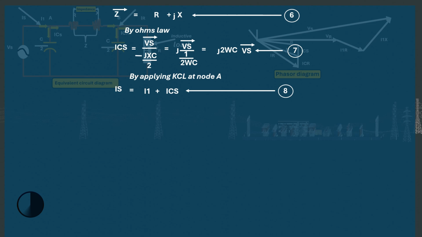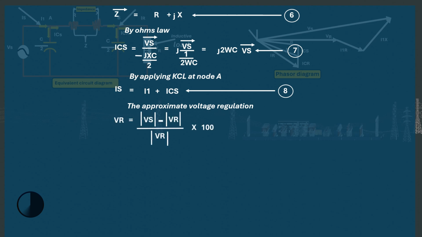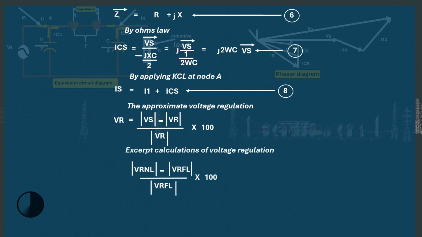Equation 8. To calculate the voltage regulation of the line, we will use the approximate method. The voltage regulation will equal the absolute of Vs minus the absolute of VR all over the absolute of VR multiplied by 100. However, in order to find the exact calculation for voltage regulation of the line, we will be using the ABCD parameters of a transmission line using the nominal pi method. These will be looked at in the coming series.